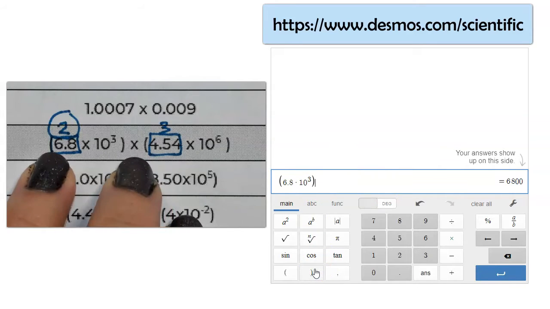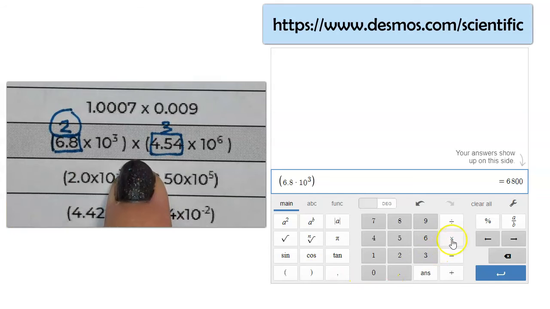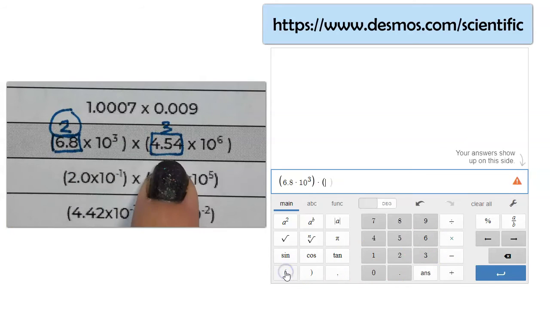and then I'm going to close my parenthesis. Now I can type in the times, and now I'm going to open parenthesis again and type in 4.54 times 10 raised to the 6th power, and then scoot my little line over and close the parenthesis, and it's already calculating it for you here.